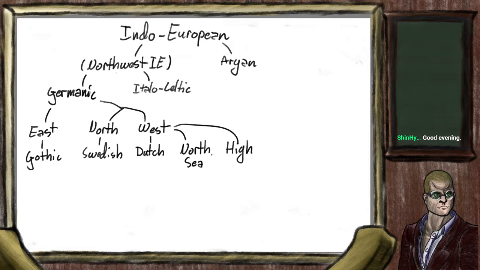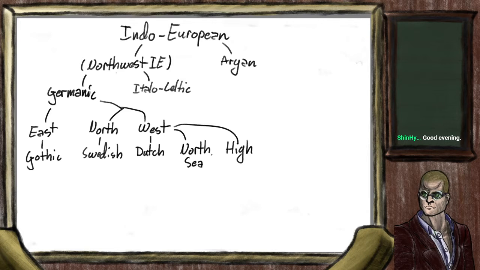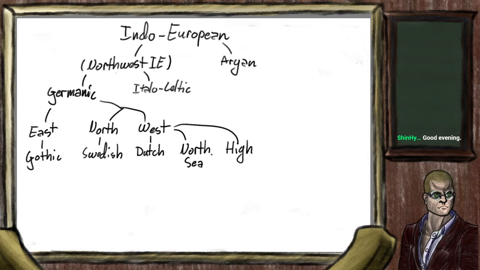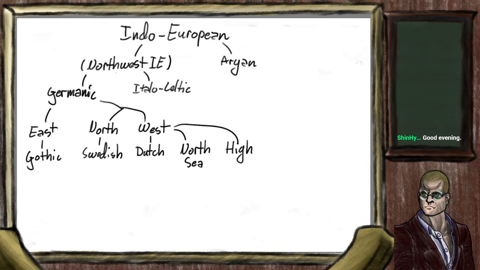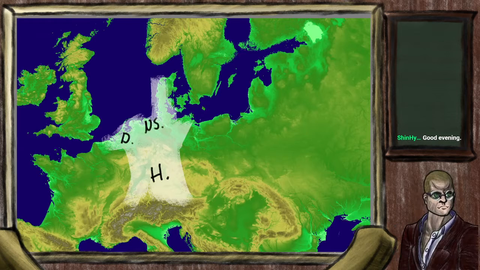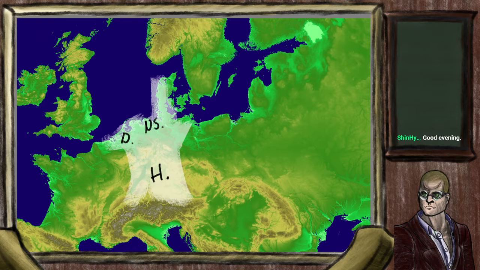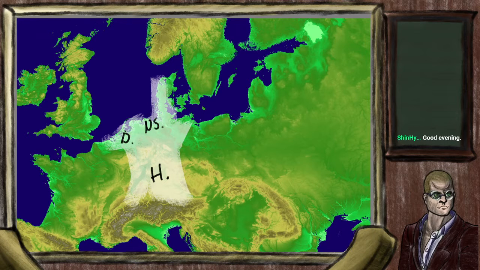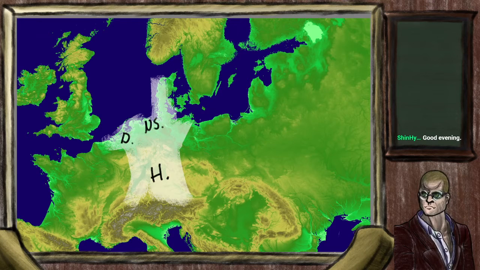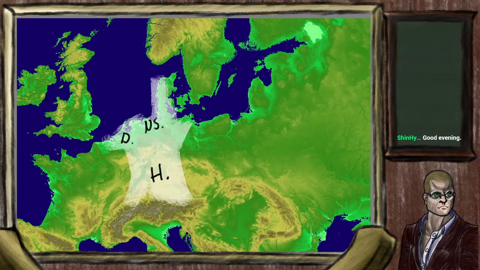So these languages were spoken along the North Sea. In the case of High German, they were spoken in the mountains in southern Germany. Here we have a bit of a map. So you would have North Sea Germanic languages here in northern Germany and along the North Sea coast, and then early Dutch in southern Netherlands and Flandern, and then getting more and more High German-like as you move to the south.